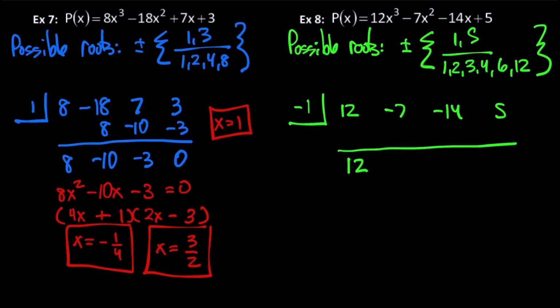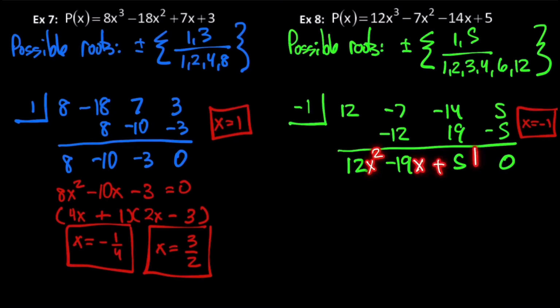Bring down, multiply, add, multiply, add, multiply, add. Excellent. First guess worked. That's a 0. That's what I want. So I know right now x equals negative 1 is a root. So now, this is a depressed polynomial. It's going to be 12x squared minus 19x plus 5. That's what's left. That's what I need to factor. Set that equal to 0 and factor it.